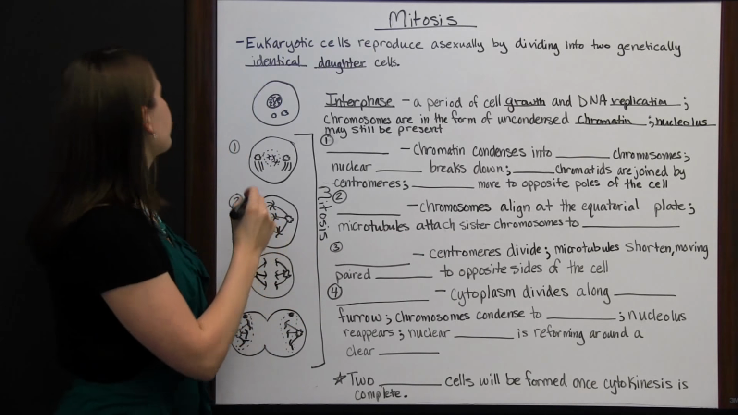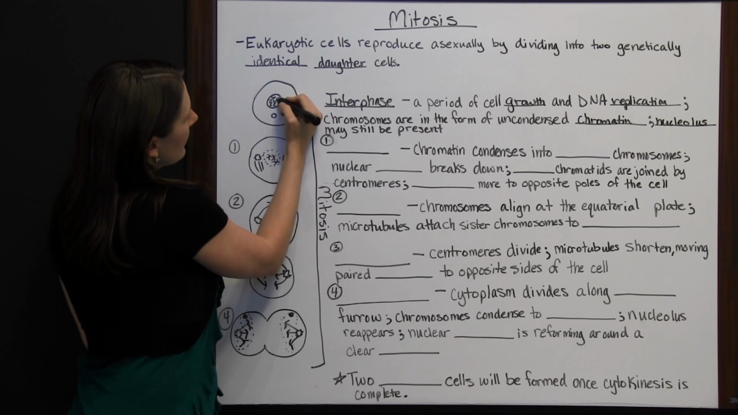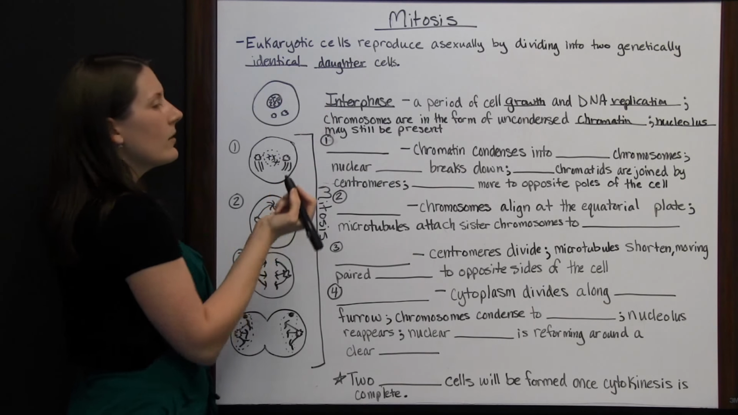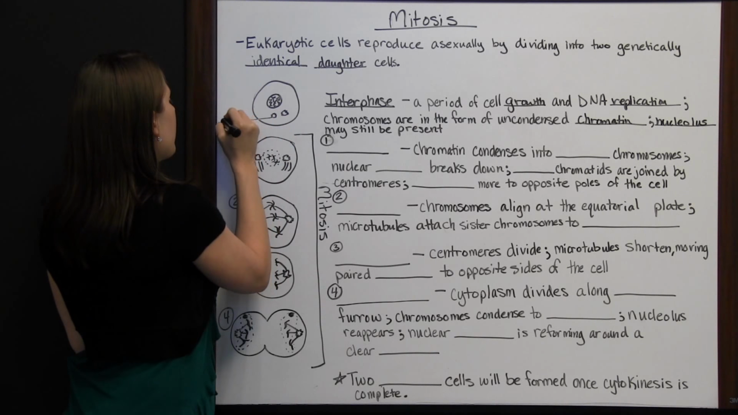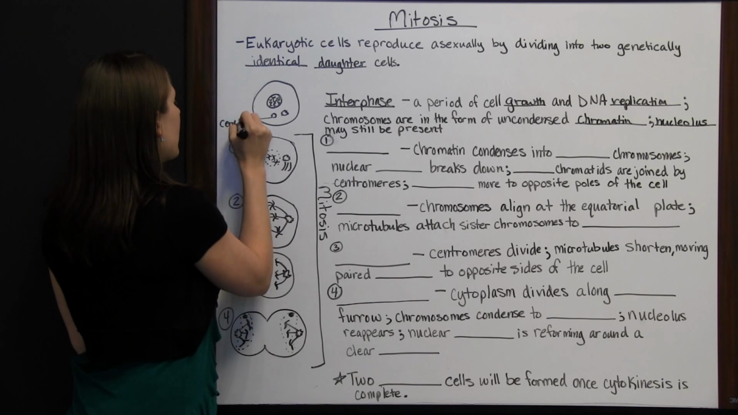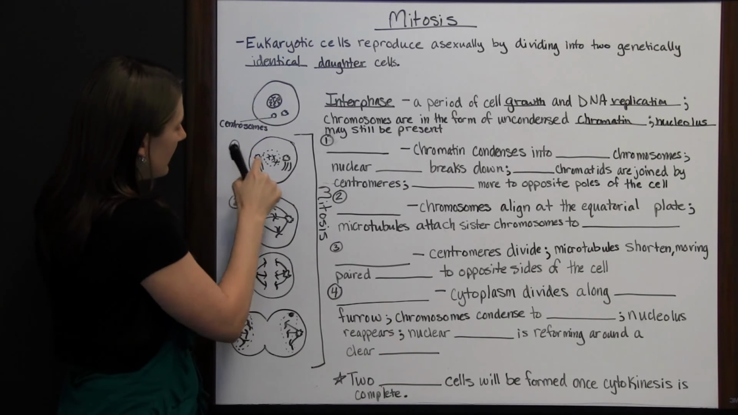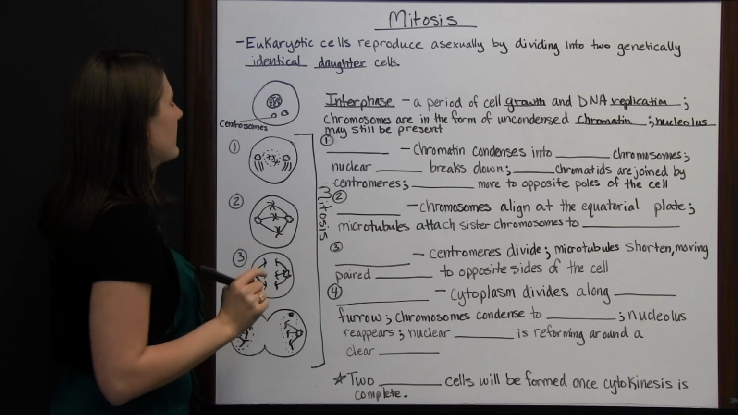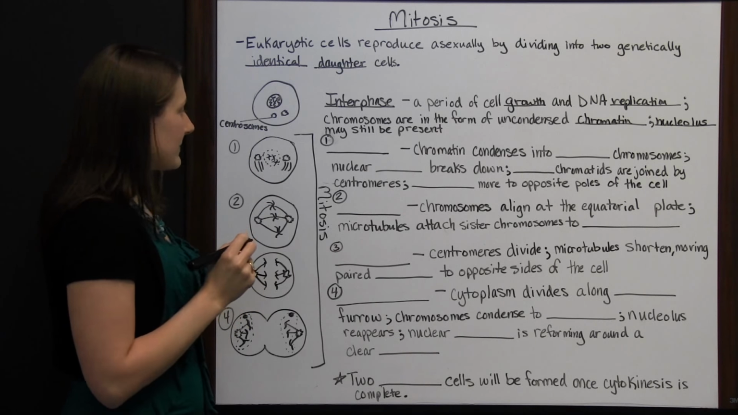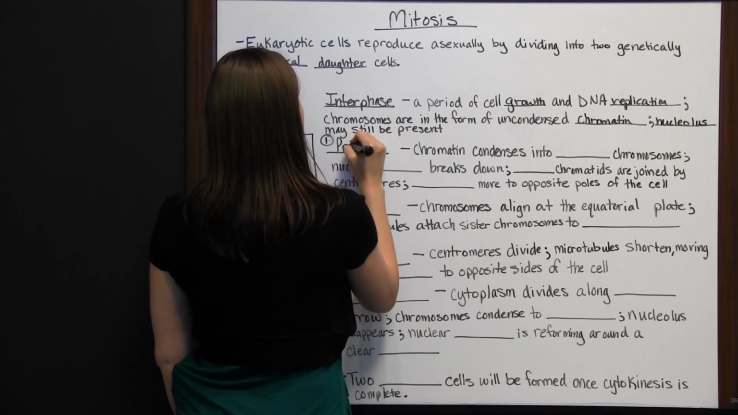So, this would be our uncondensed chromatin. This darker dot here would be your nucleolus that you could still see. And these little pieces here would be your centrosomes. So whenever you see them along the rest of mitosis, remember these are the centrosomes. Okay, first stage of mitosis is going to be prophase.